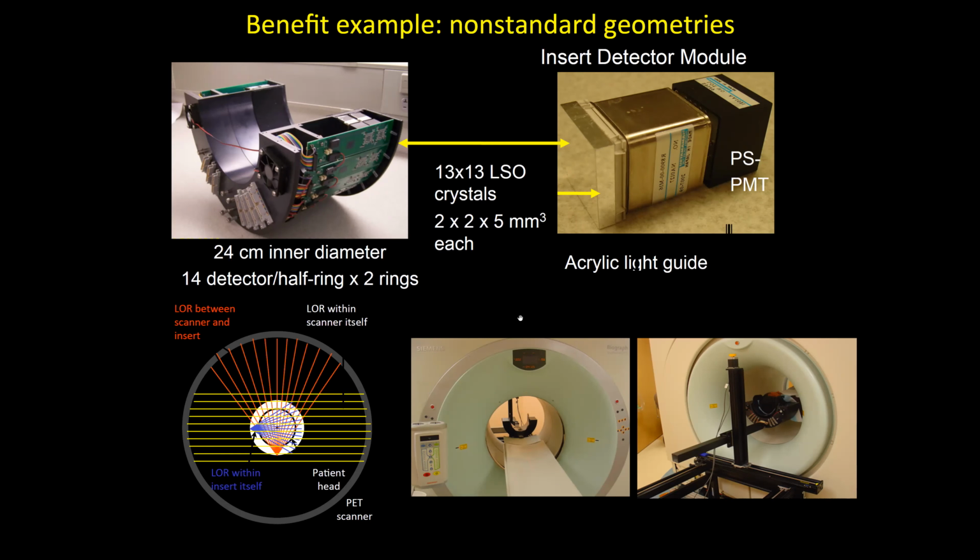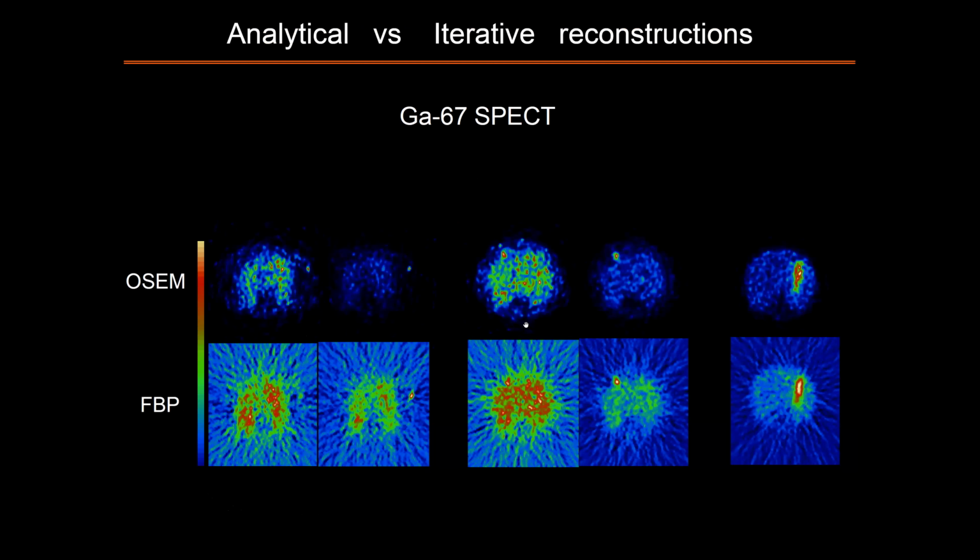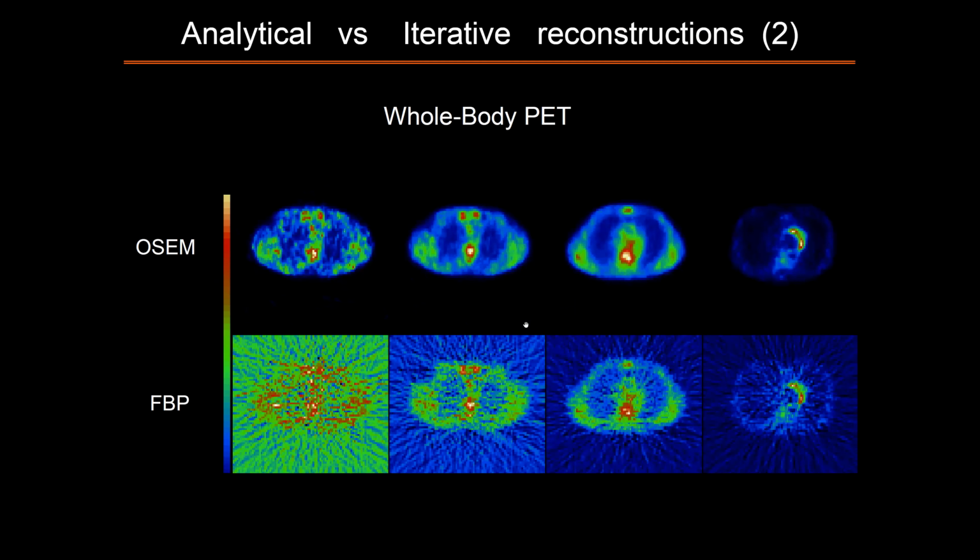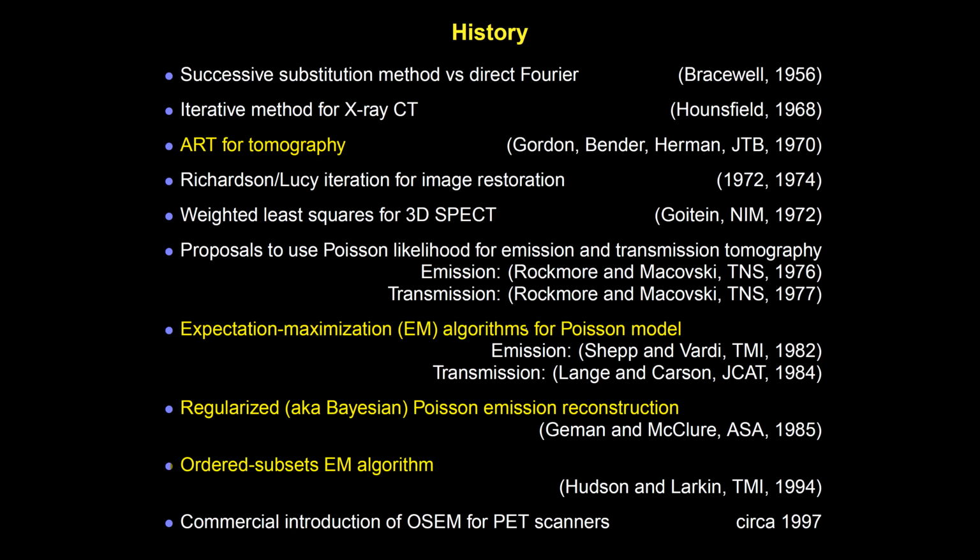Traditionally, if you want to develop FBP reconstruction to do this, it's quite complicated. You need a lot of rebinning, resampling, and you can bring a lot of artifacts into the reconstruction. With iterative reconstruction, you just model each line of response, and then it's much easier to incorporate this irregular structure into your reconstruction. The other case shows OSEM and FBP reconstruction for SPECT, and for whole body PET, these are a little bit old images.